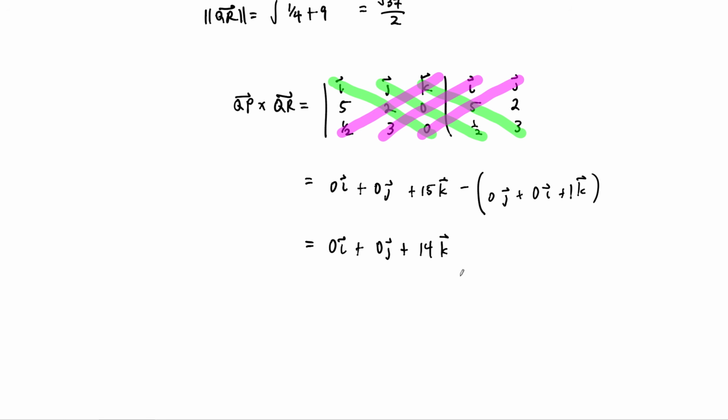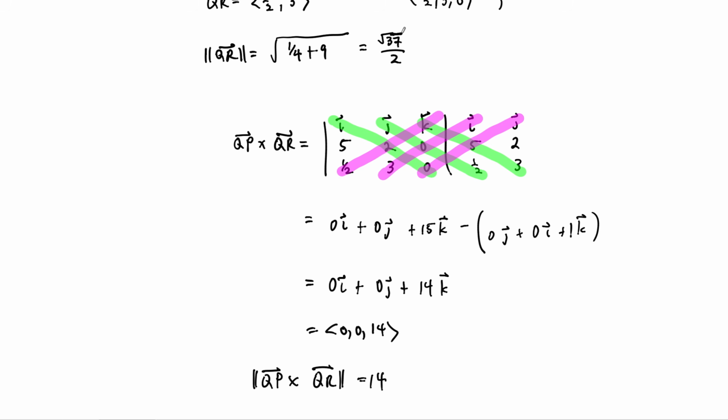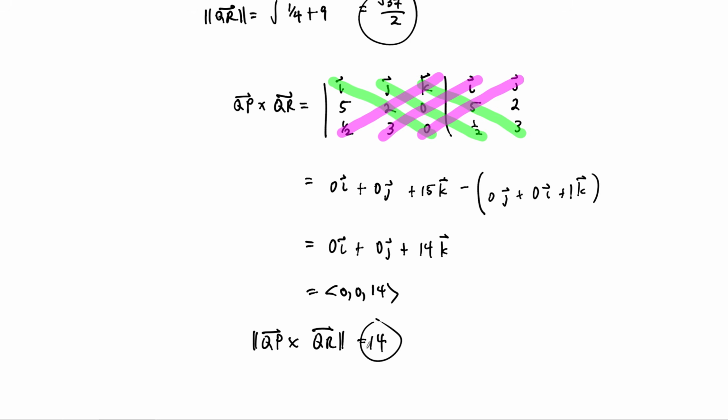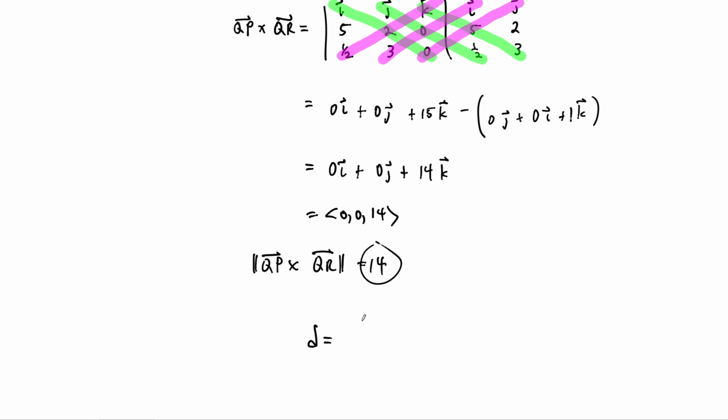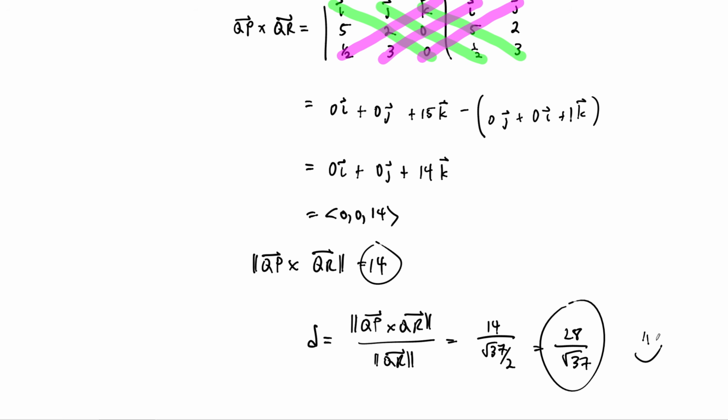And then, of course, the length of this vector. So this vector is 0, 0, 14. And so the length of QP cross with QR is 14. We've got the length of QR up here. We just take the ratio now, right? So the distance, D, is equal to, I'll write the formula again one more time, QP cross QR over the length of QR. So this is 14 over root 37 halves, which is 28 over root 37. And we are happy to leave the square root on the bottom of this. If you want to rationalize it, you can, but this is a beautiful answer. So we'll leave it there.